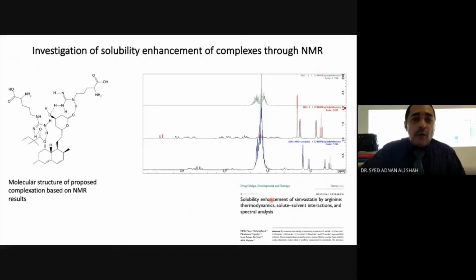So this is one of the investigations we have published, the complex formation and the investigation of solubility enhancement of the complex through NMR. On the basis of NMR and 2D NOESY, we have identified the complex formation between simvastatin and arginine.